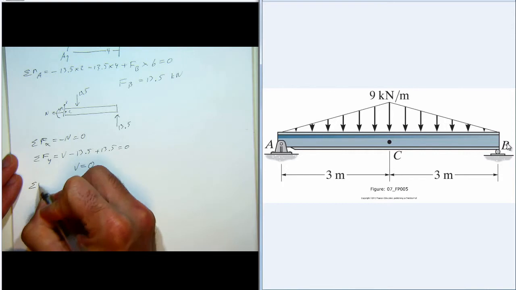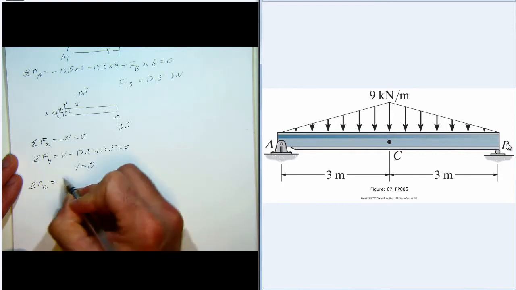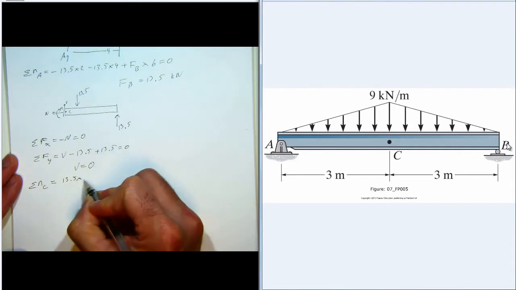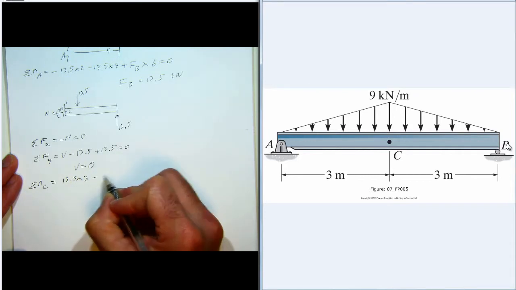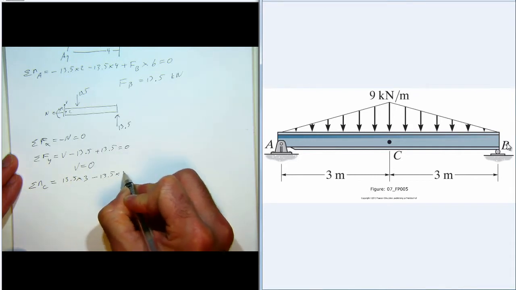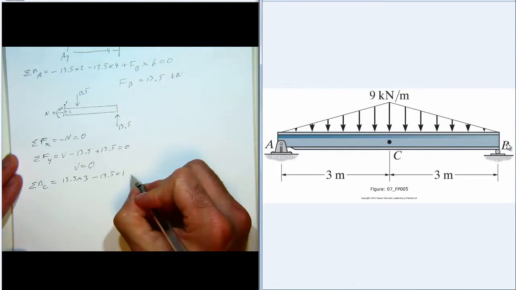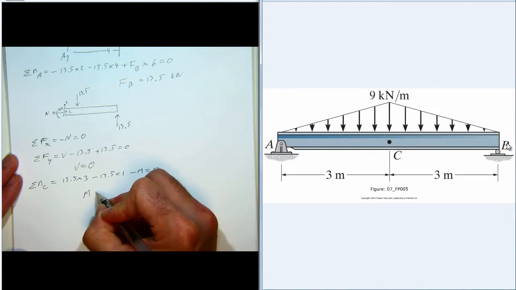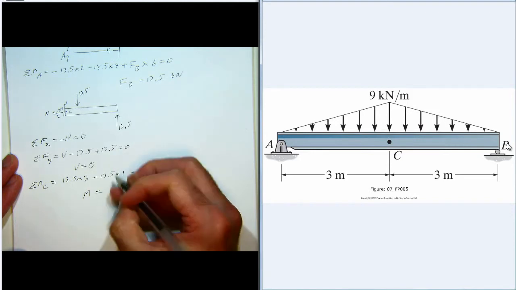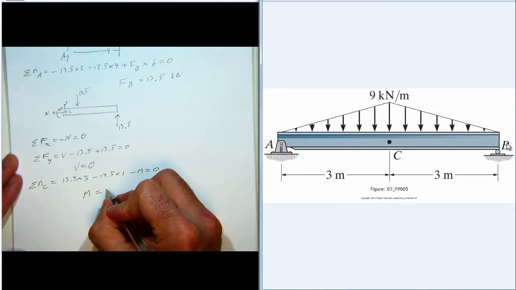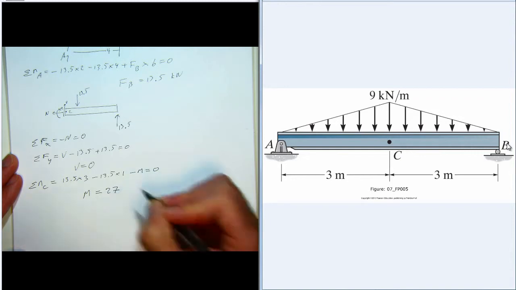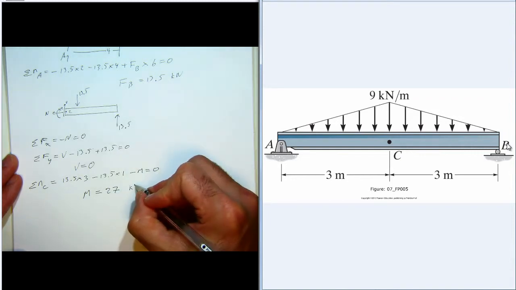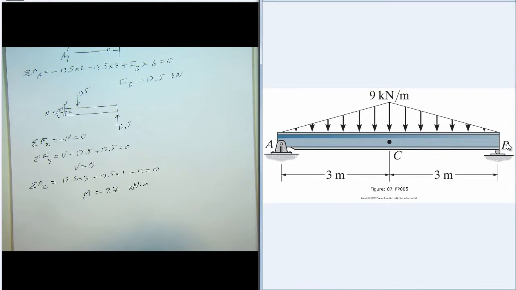And sum of the moments about C is 13.5 times 3 from the force at B, minus 13.5 times 1 from the distributed loading, minus M, and that's equal to 0. So M is equal to 13.5 times 2, which is 27 kilonewton meters.